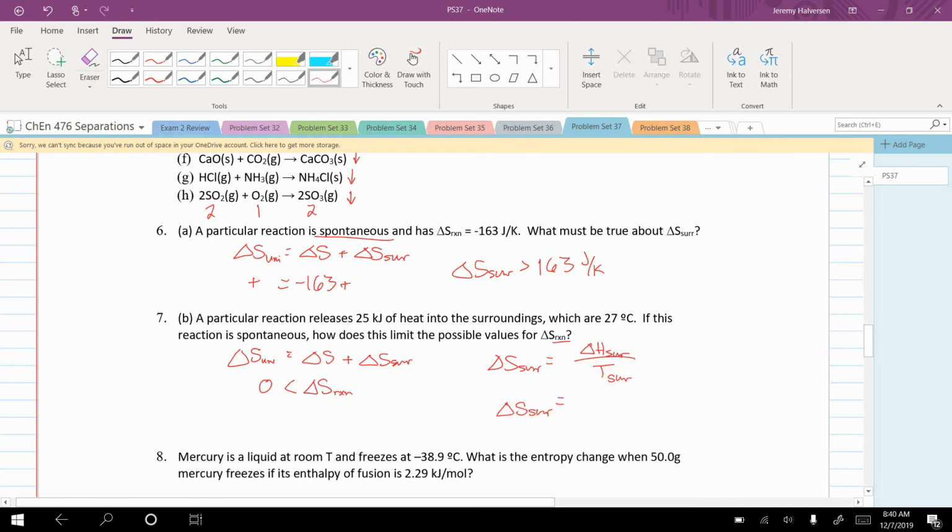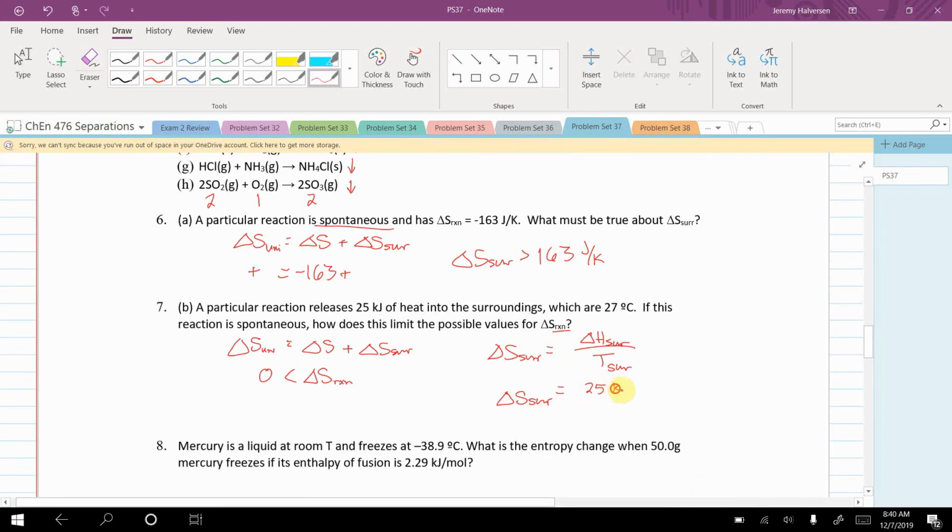What's delta H of the surroundings? Well, the reaction releases 25 kilojoules of heat. So if the reaction is releasing 25 kilojoules of heat, then the delta H of the reaction is negative 25 kilojoules. But I care about the delta H of the surroundings, not the reaction. So the surroundings would be absorbing 25 kilojoules, so that must be positive. And the temperature of the surroundings is 27 Celsius, but I want to use Kelvin, so that's 300 Kelvin, which means delta S of the surroundings is 0.0833 kilojoules per Kelvin.